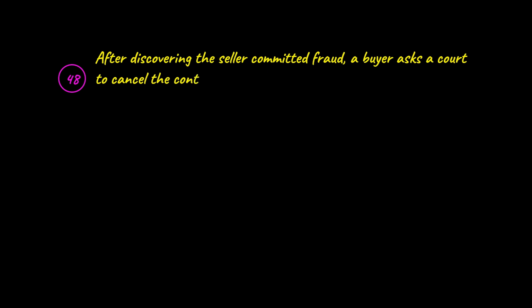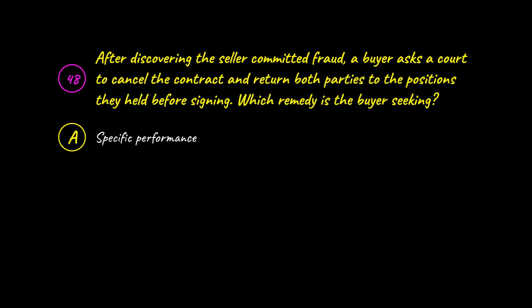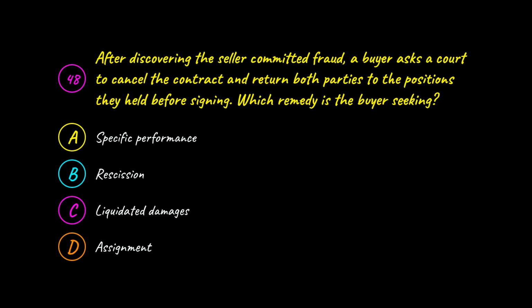Question 48. After discovering the seller committed fraud, a buyer asks a court to cancel the contract and return both parties to the positions they held before signing. Which remedy is the buyer seeking? Your options are A. Specific performance, B. Rescission, C. Liquidated damages, D. Assignment. Got a guess? Lock it in.